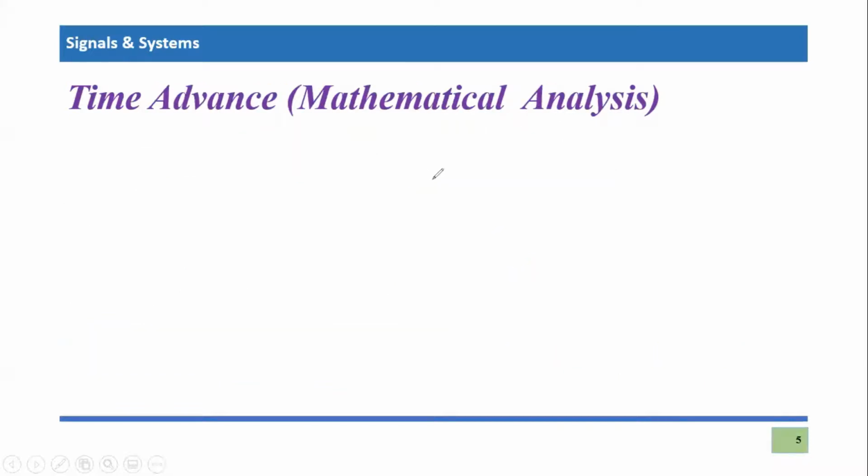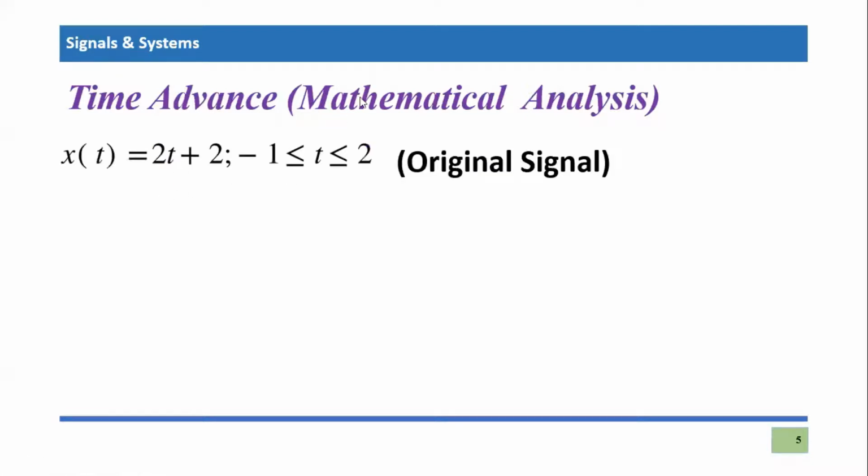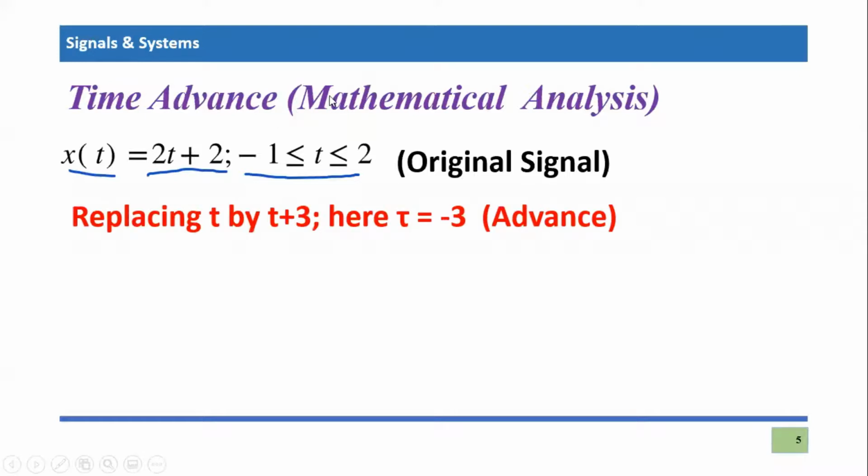So let's perform now the time advance operation in mathematical analysis. If I'm going to consider the same signal, so this is the same signal. If you notice here, this is x of t, right? This is the definition of the signal 2t plus 2, and this is the interval of the signal for which this signal is defined, or for which this definition is valid, right? So we are going to time advance this signal.